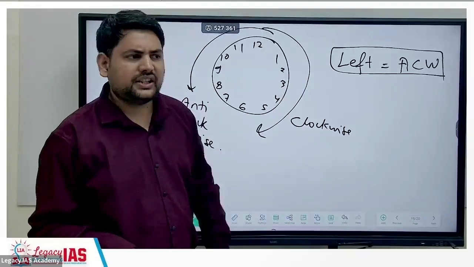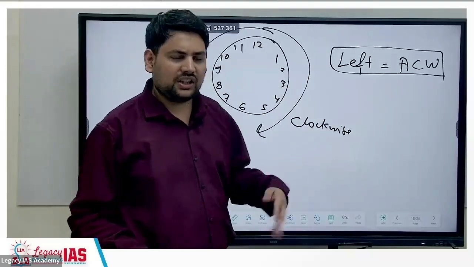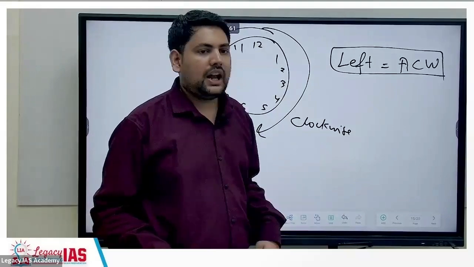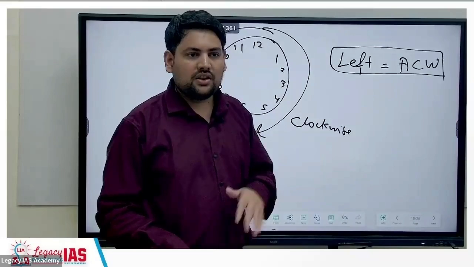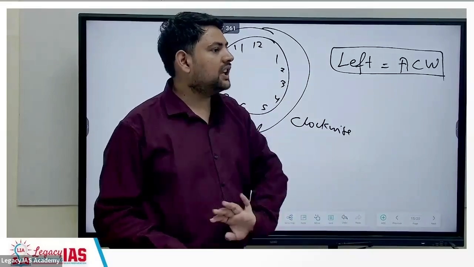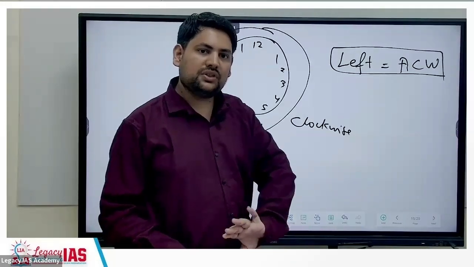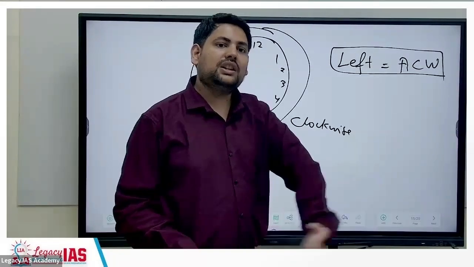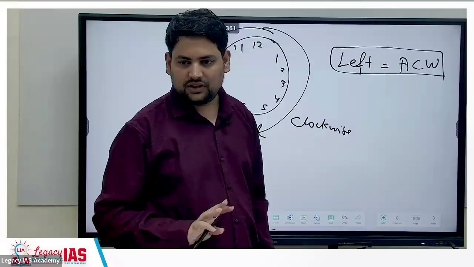Left is equal to anti-clockwise direction. If a person is going in any direction, north, east, west, south, wherever they are going, and I say they take a left, they have essentially gone in an anti-clockwise direction. If I say they move anti-clockwise by this much angle, it means they moved left by this much angle. These both mean the same.